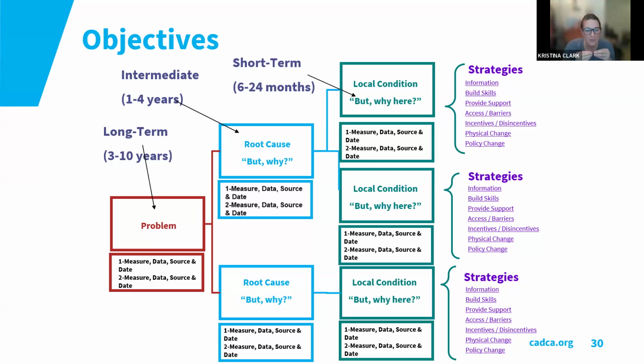Then our intermediate objective is what we're going to say will change under the root cause. So if this is availability, we're expecting to see that change in 1 to 4 years. And finally, when it comes to our problem, whether it's alcohol, cannabis, what have you, we're expecting that data to change within 3 to 10 years. And again, the idea here as we get into the next session and start talking about strategies is that we have these comprehensive strategies all working together that are going to impact that local condition, change that root cause, and finally knock over the problem.